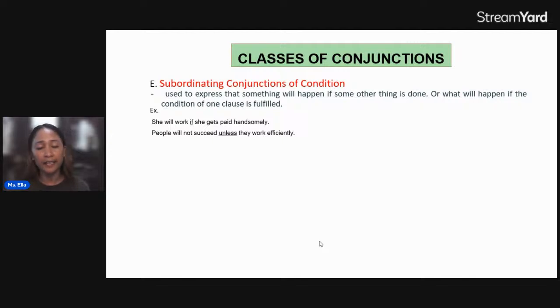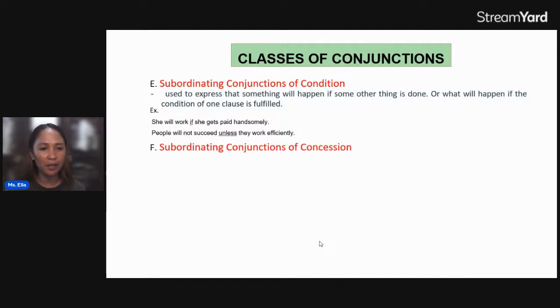All right. Next, we have "People will not succeed unless they work efficiently." So, first, something will happen, which is that people will not succeed, if the other thing is not done, unless they work efficiently. Okay, so let's continue. That's the subordinating conjunctions of condition.